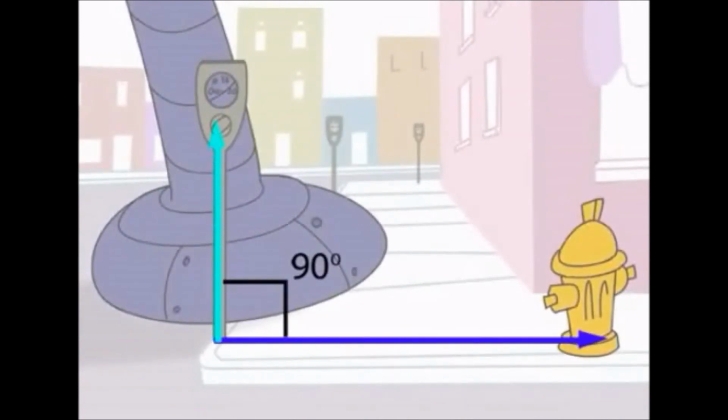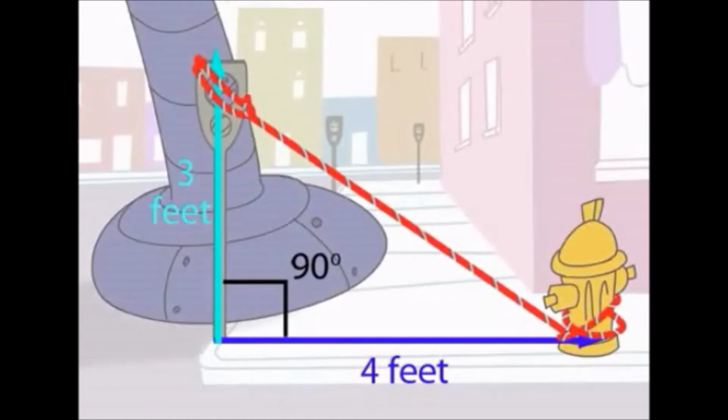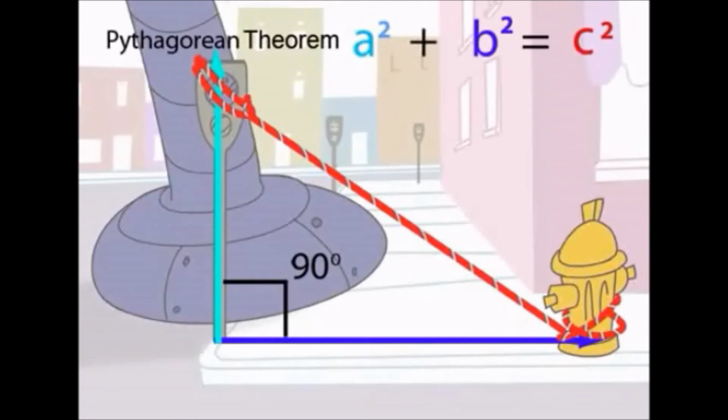The height of the meter is 3 feet. The distance from the meter to the fire hydrant is 4 feet. So now, with this information, we can then figure out how long the rope needs to be. The Pythagorean Theorem states that a squared plus b squared equals c squared.